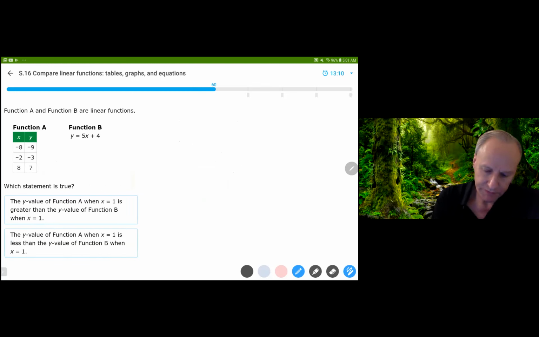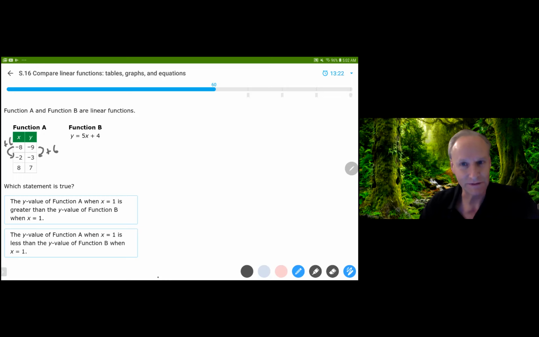All right, we went up 6. And we went up 6. This one has a slope of 1. And we want to compare the y values this time. Now, they didn't tell me what the value at 1 was for function A.